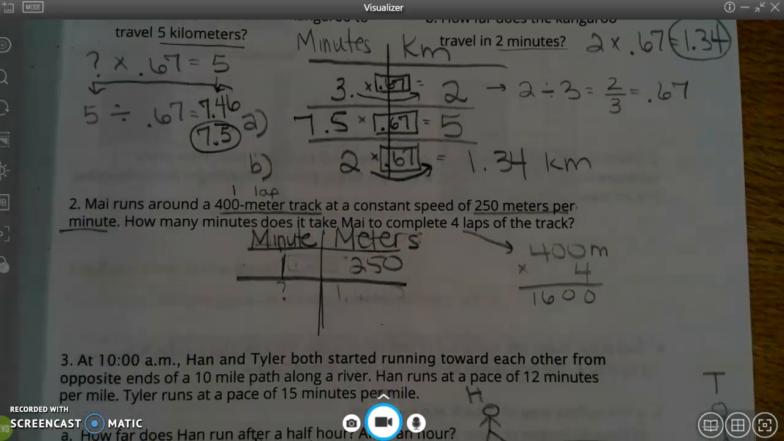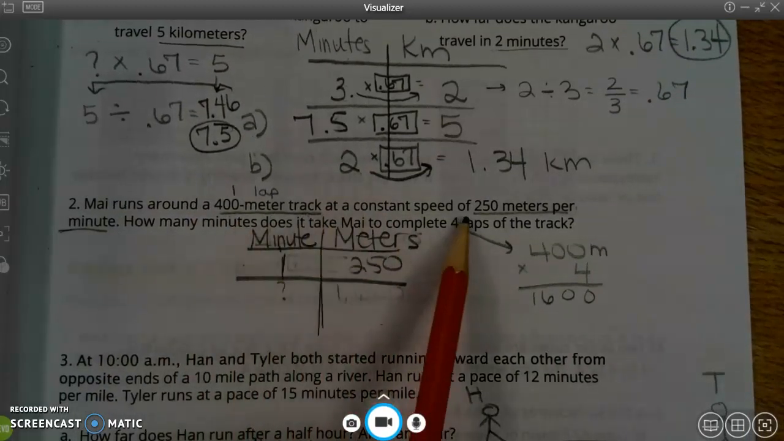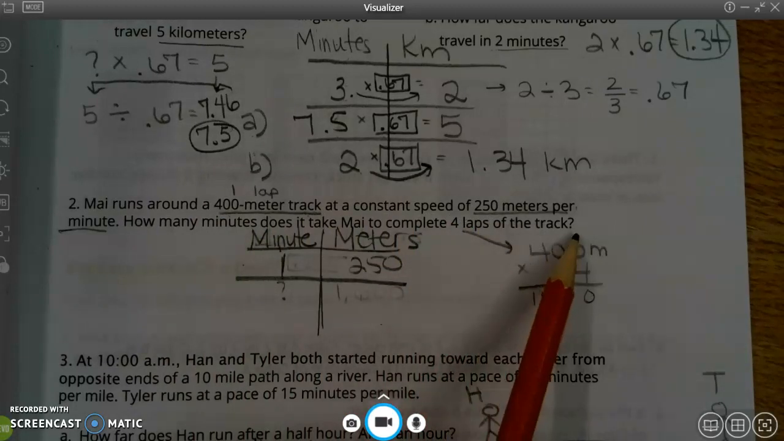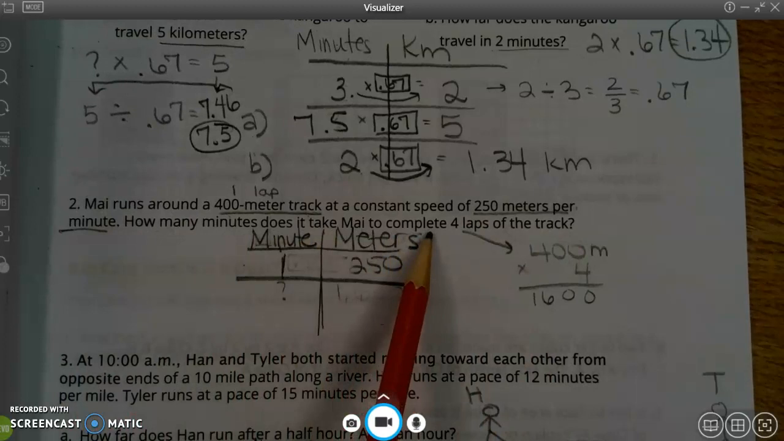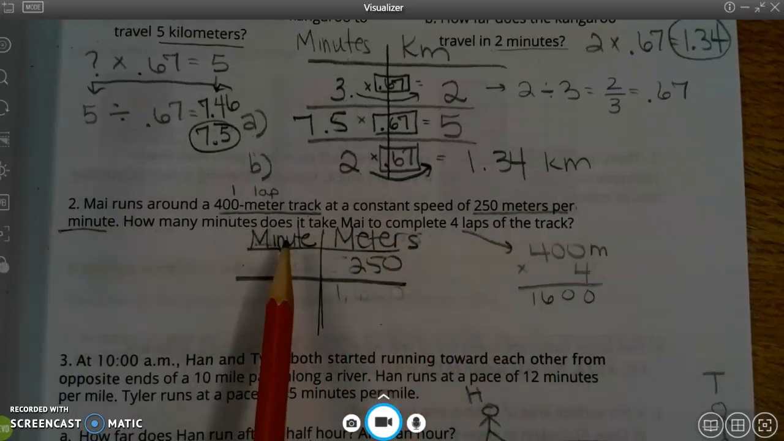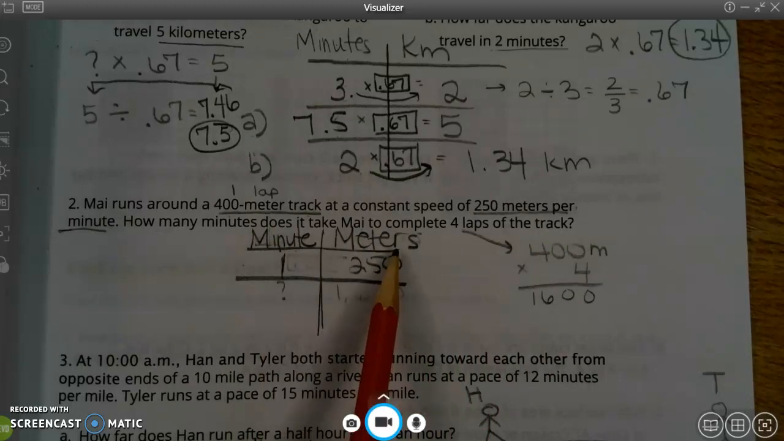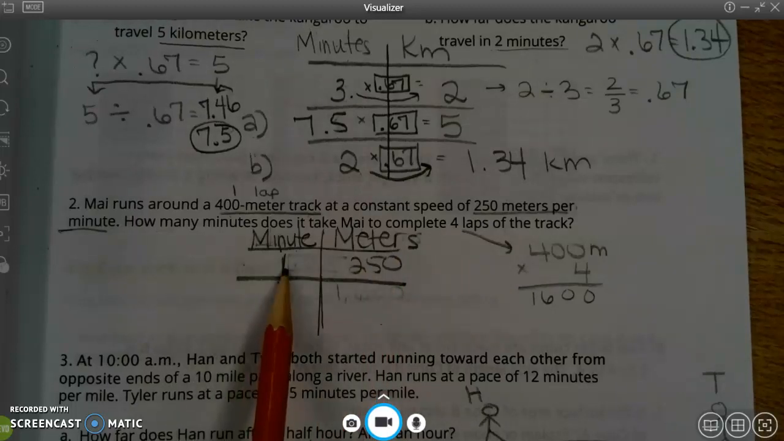All right, question 2. May runs around a 400-meter track at a constant speed of 250 meters per minute. How many minutes does it take May to complete 4 laps of the track? So I went ahead and set up my table. I have minutes to meters. It tells me that's 250 meters per 1 minute.